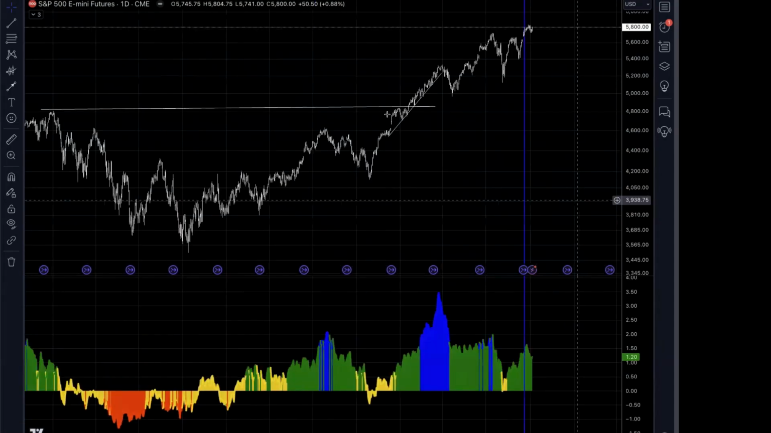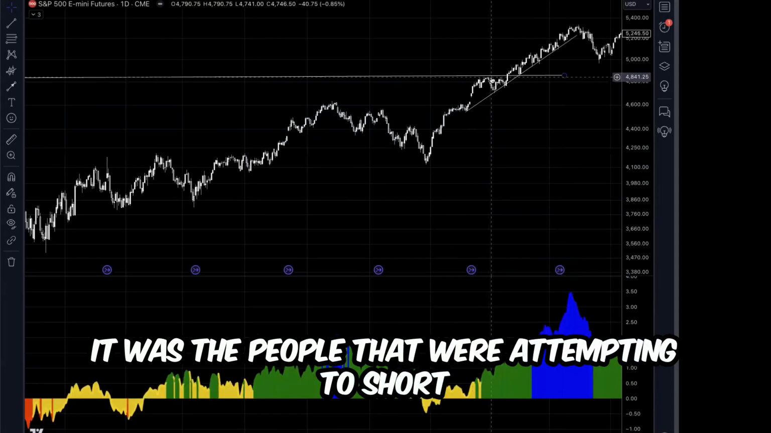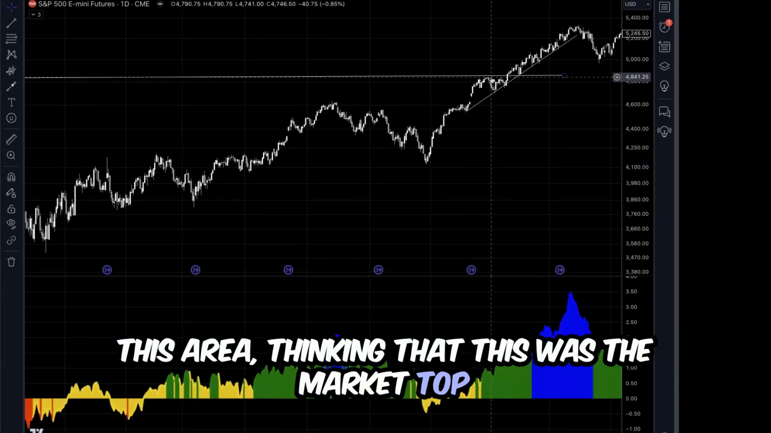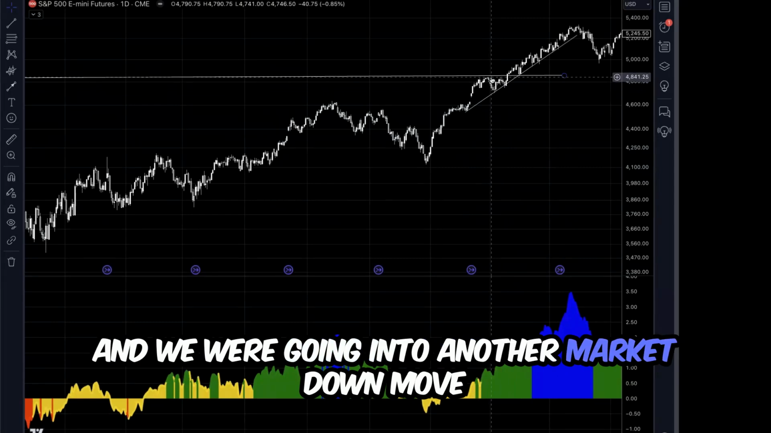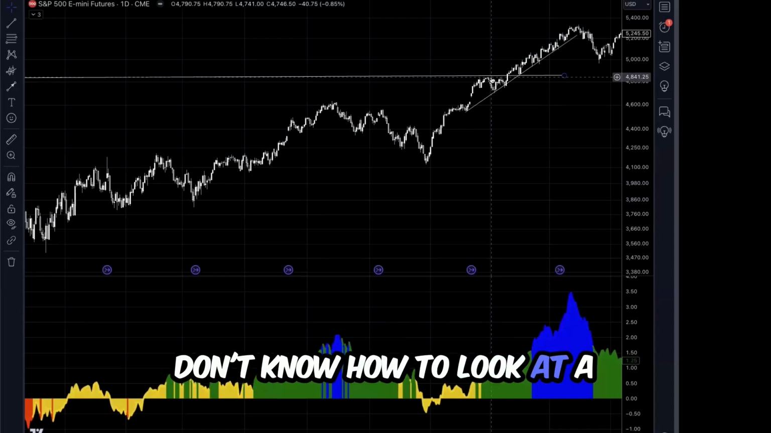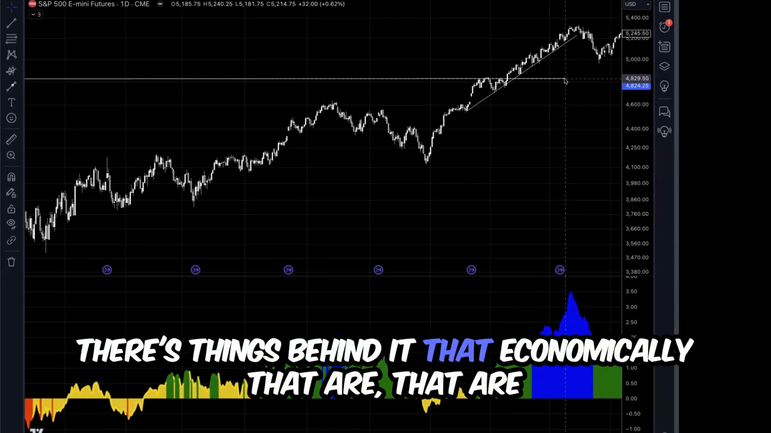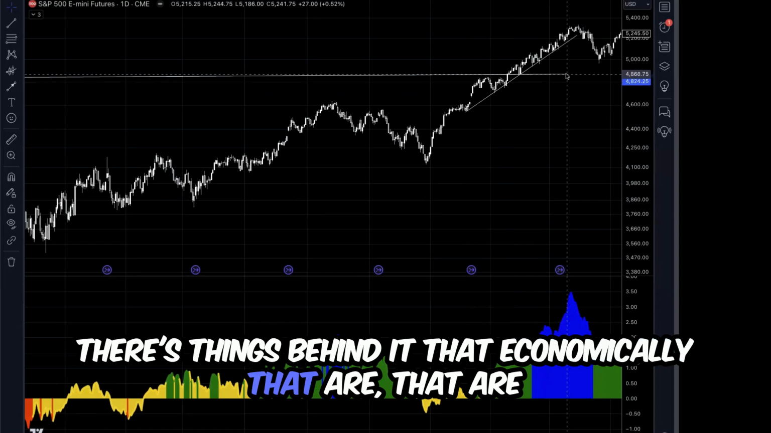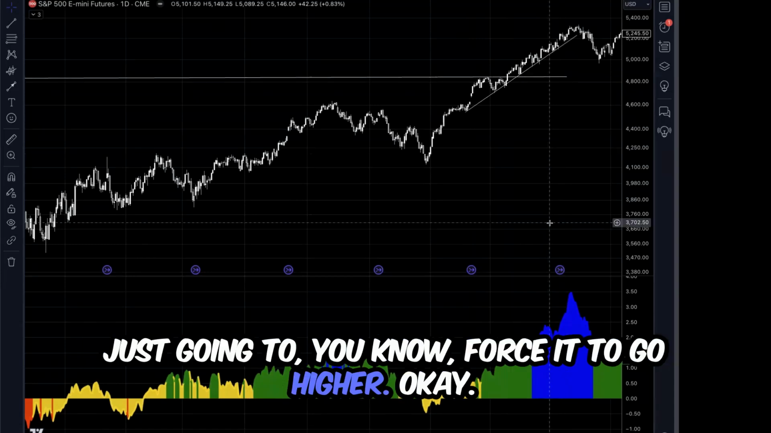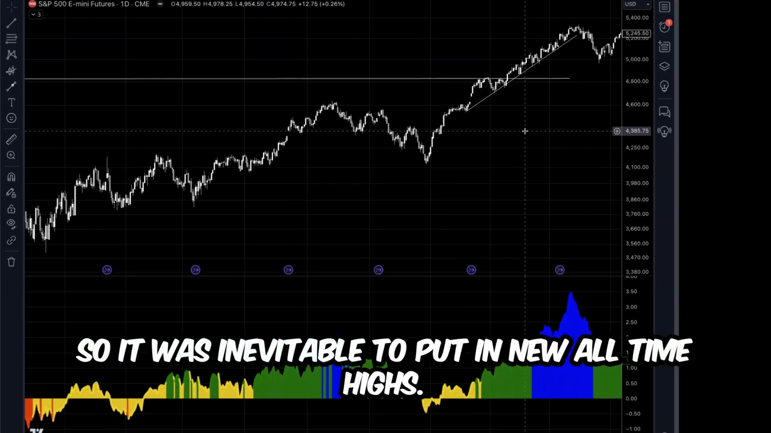Once it got there, it was the people that were attempting to short this area, thinking that this was the market top and we were going into another market down move and all that sort of stuff. They don't know how to look at a chart that goes up perpetually. There are things behind it economically that are just going to force it to go higher. Okay, money printing, yes. So it was inevitable to put in new all-time highs.